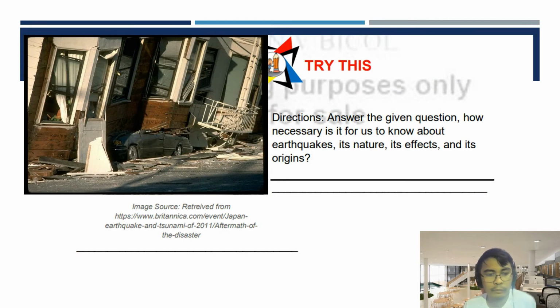Now, as for your first activity in your module, you need to try this activity. Answer the given question: how necessary is it for us to know about earthquakes, their nature, their effect, and their origin? Bakit ba kailangan natin malaman kung paano nagsisimula yung earthquake? Paano siya nag-originate? Bakit ba natin kailangan malaman yung epekto ng earthquake?